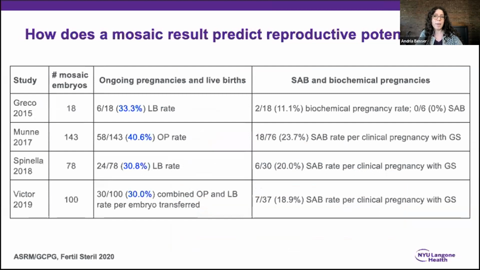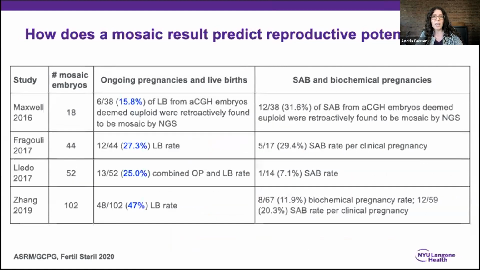And since then, there have been many more papers published about the outcomes of mosaic embryo transfers. This table is from the joint statement released by the ASRM Genetic Counseling Professional Group and ASRM Practice Committee a couple of years ago. Overall, most of these studies have shown that mosaic embryos appear to have somewhere around a 30 to 35% ongoing pregnancy rate on average, compared to the about 50 to 60% ongoing pregnancy rate that we typically see reported with euploid embryos.